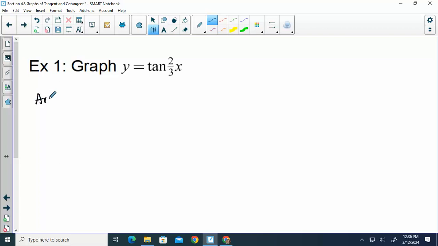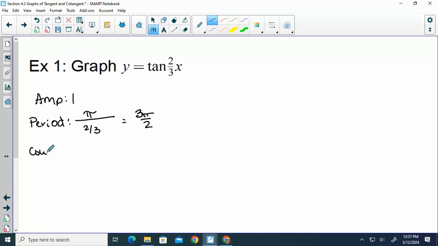So our amplitude, we look the same places as sine and cosine. So that's a number out in front, so that would just be 1. Period. Now here is a little bit different. Sine and cosine, we do 2 pi divided by the number in front of x because it normally takes them a period of 2 pi to repeat. But how long did it take before tangent and cotangent started repeating? 1 pi. So we do 1 pi, the normal period, divided by the coefficient of x, which is 2/3. So it's just 3 pi over 2.